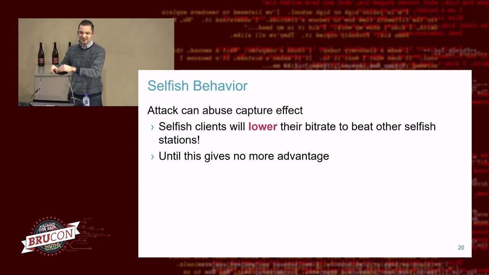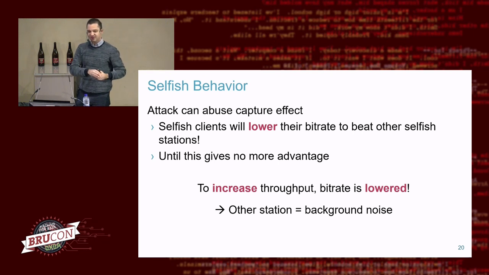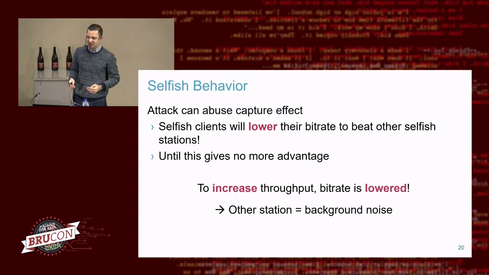Then the other will do the same, and they will keep lowering their bitrate until this no longer gives any advantage. And this means we get in a funny situation where these selfish stations are now trying to increase their throughput as much as possible, and they do that by lowering their bitrate. You may think that's surprising, but if you look at it from a different way, this actually makes a lot of sense, because one selfish station is simply treating the other selfish station as background noise. And what do you do if there's a lot of background noise? Well, you lower your bitrate so your frames still get received properly.